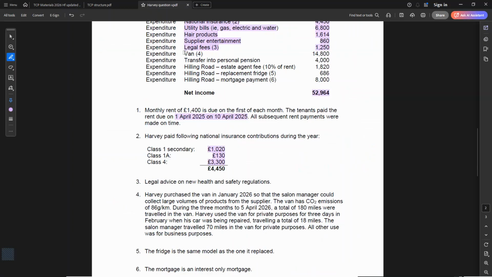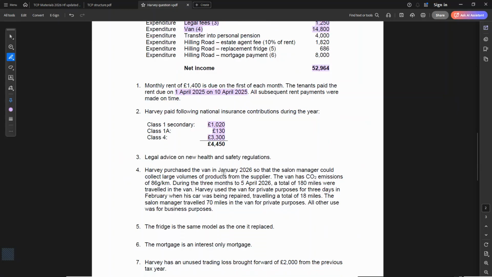And then the next one, we have a van with note 4, 14,800. Harvey purchased the van in January 26 so that the salon manager could collect large volumes of products from the supplier. The van has CO2 emissions of 86. During the 3 months to 5th of April 26, a total of 180 miles were travelled in the van. Harvey used the van for private purposes for 3 days in February when his car was being repaired, travelling a total of 18 miles.